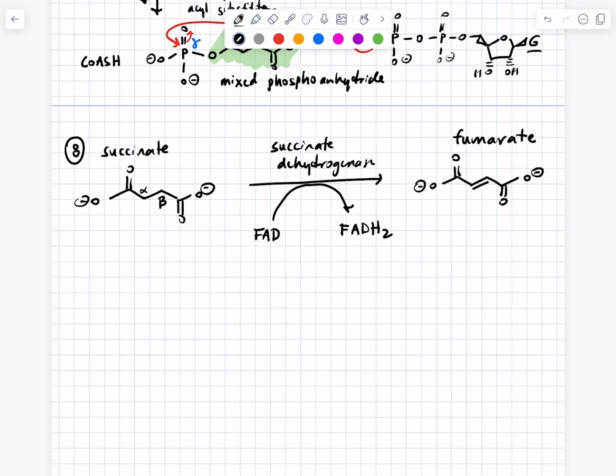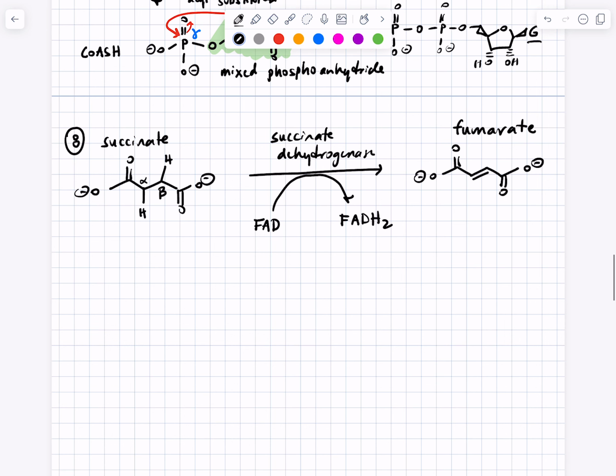Okay, the mechanism is going to be essentially an E1CB mechanism. Succinate is symmetrical. You've got an alpha carbon that's identical to the beta carbon. So you're going to make an enolate first. A base removes a proton from the alpha carbon. That generates your enolate intermediate, and then the enolate will kick off the adjacent hydride.